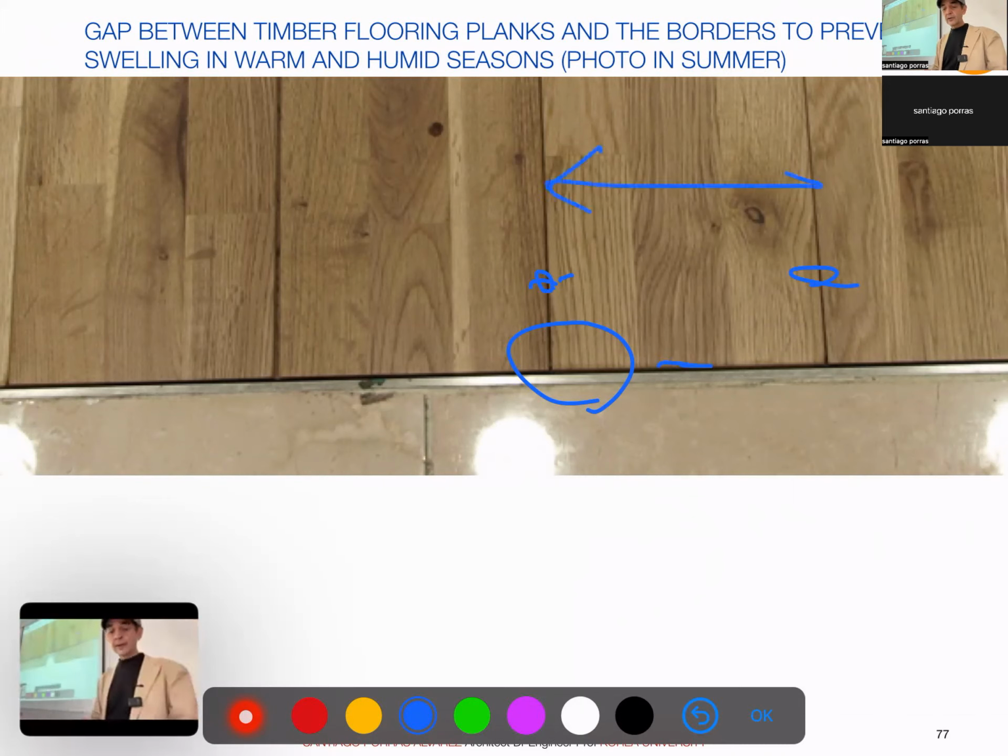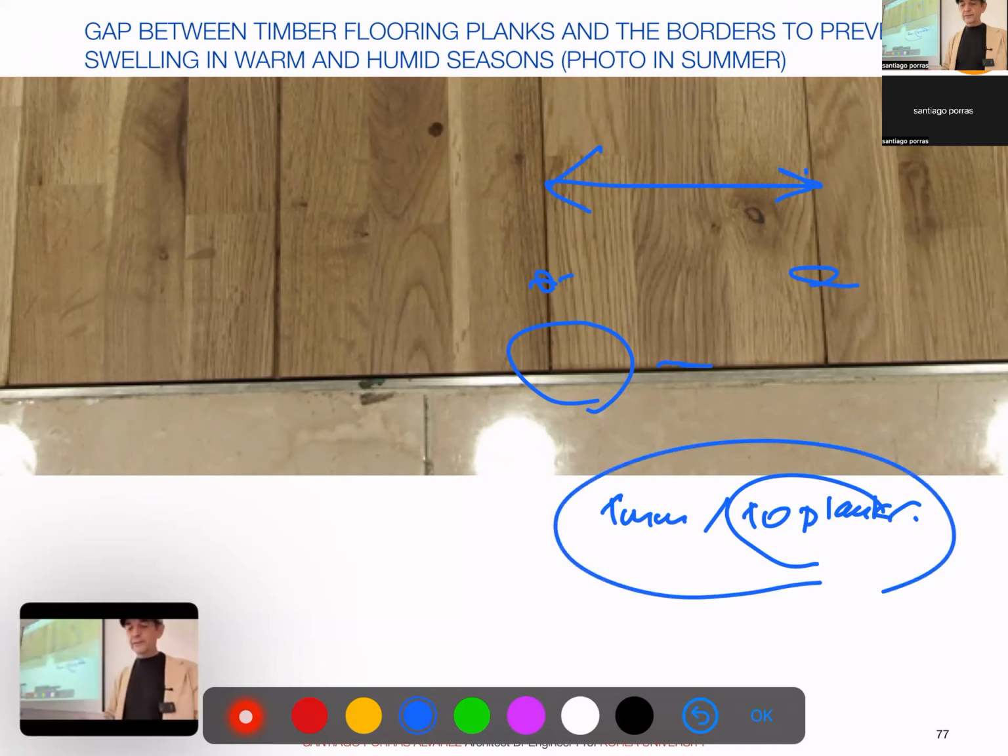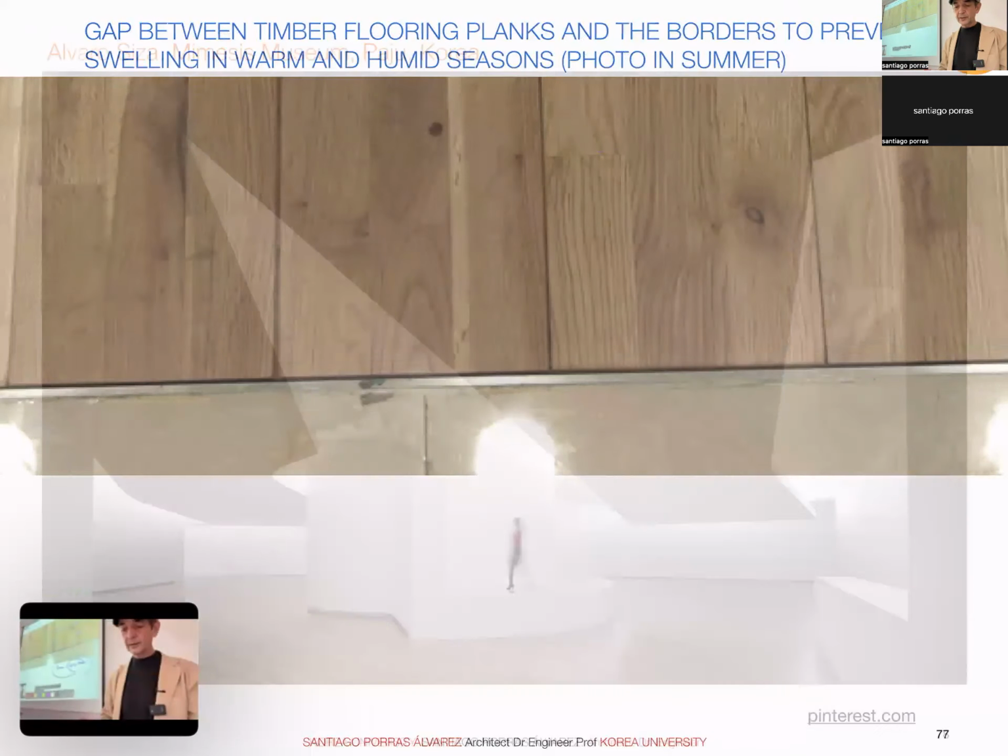But remember that the most extreme is transversal, right? Usually it's like 1 millimeter per 10 planks. If planks are 10 centimeters, right? You may have the idea. So probably a 10-meter room will need about 1 centimeter, about. So a very rough estimation of that space you need.